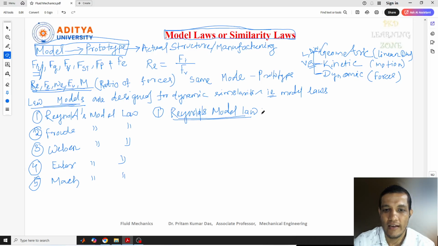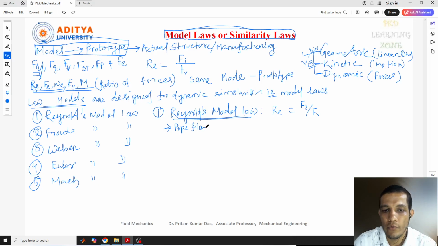So the Reynolds model law is based on the Reynolds number. The Reynolds number, as we have studied, is inertia force by viscous force. And this Reynolds number applies where it can be included. Now we can implement this model in pipe flow.